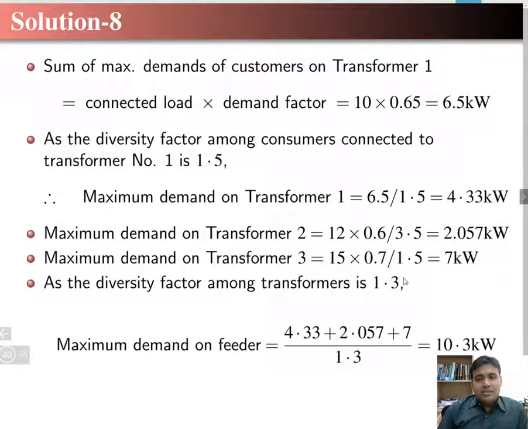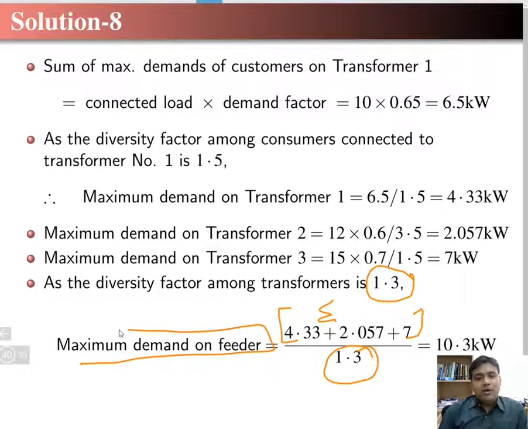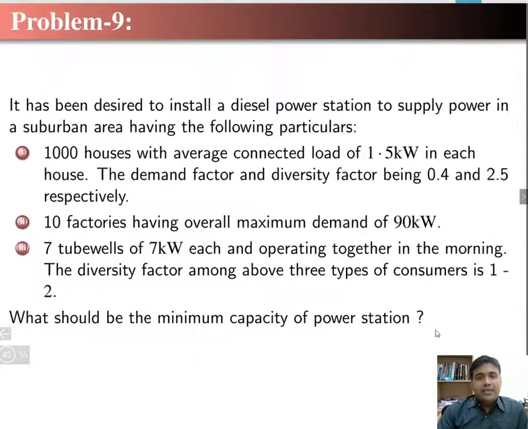Then since the diversity factor of the overall system is 1.3, and you have calculated the sum of individual maximum demands, divide it by the diversity factor. That will give the maximum demand on the feeder, that is 10.3 kilowatt. So this completes the solution of problem number 8.